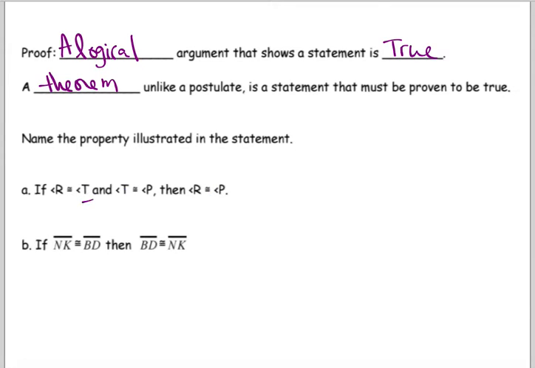Here, what we're doing, we're taking out that middle man. T is repeated. We're linking together R and P instead. This is transitive property of congruence. Don't forget to add that of congruence at the end there, because it is a congruence property.